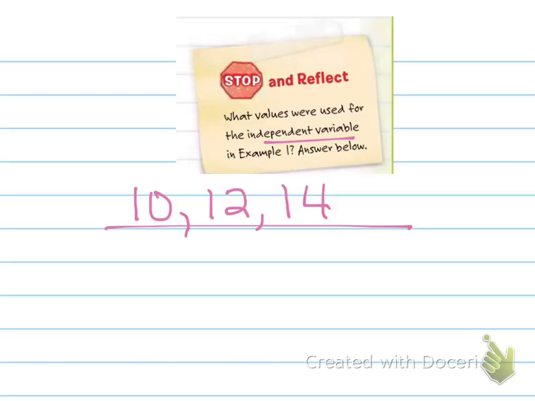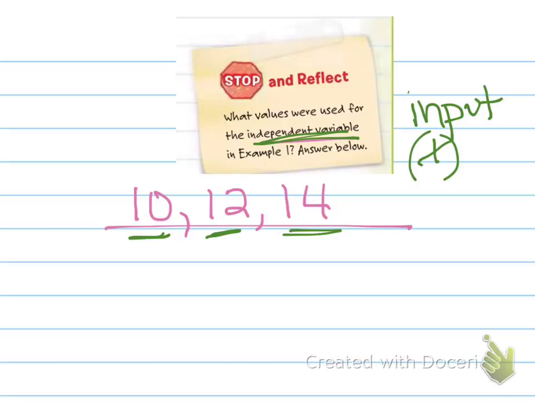Alright, so it wanted us to find what the independent variables were for example number 1. And I was going to have you answer below, but I've pre-filled in the answer for you, unfortunately. So you should see that 10, 12, and 14 are the independent variables because these are our input values. These are our x values. Okay, so 10, 12, and 14 from example number 1 are our input x values, which are also our independent variables.